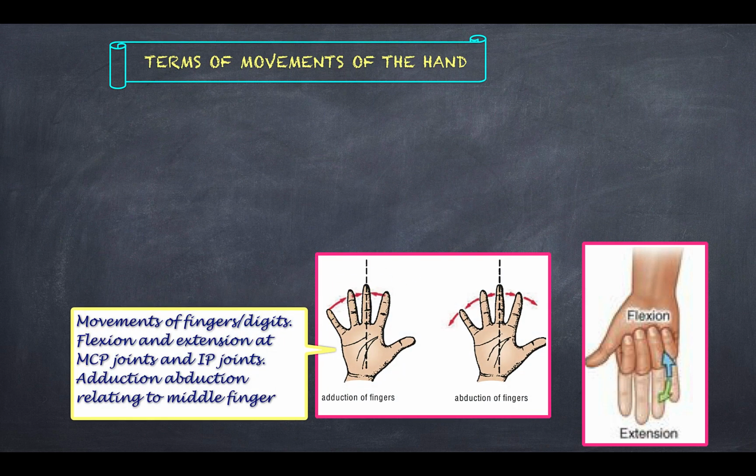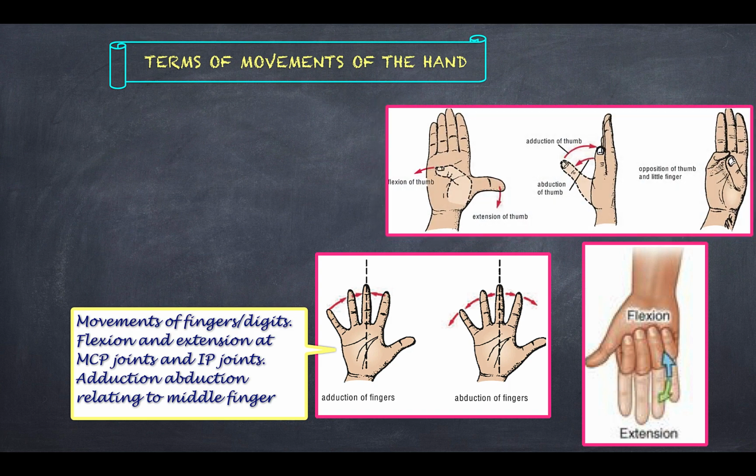Now the terms of movements of the hand are slightly different again. These are the fingers. We flex them and extend them at the metacarpophalangeal joints. Abbreviations are used for those also. And abduction of the fingers is taken along the middle finger. It is in the center, and all the others going away from it is abduction, and coming towards it is adduction.